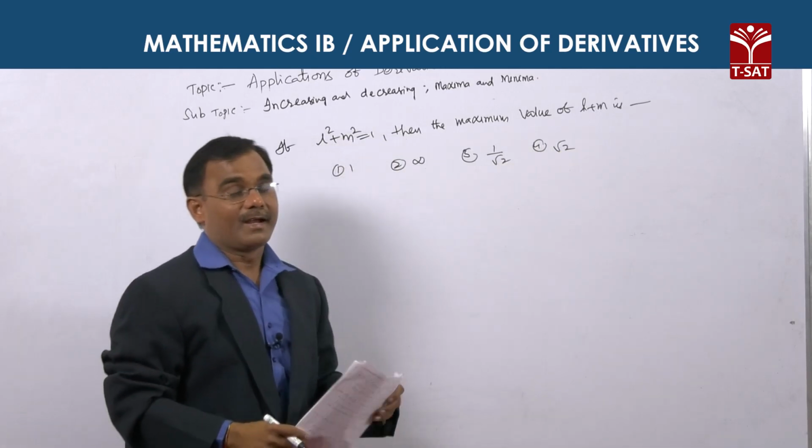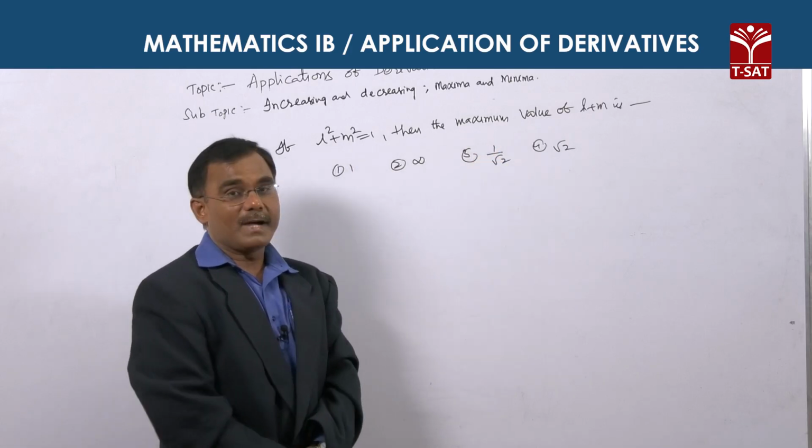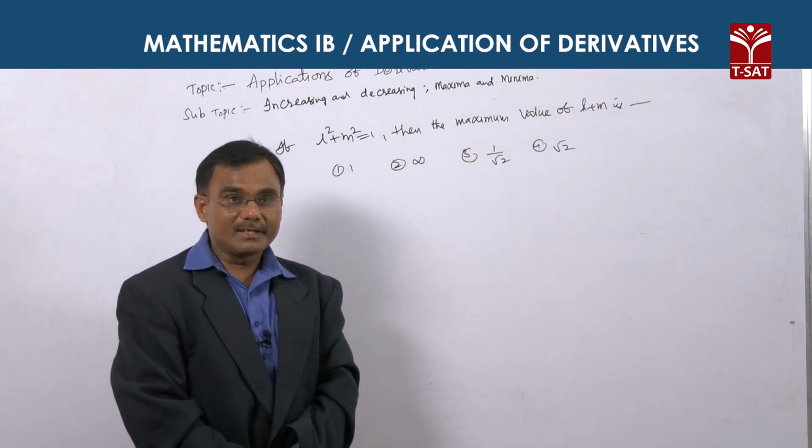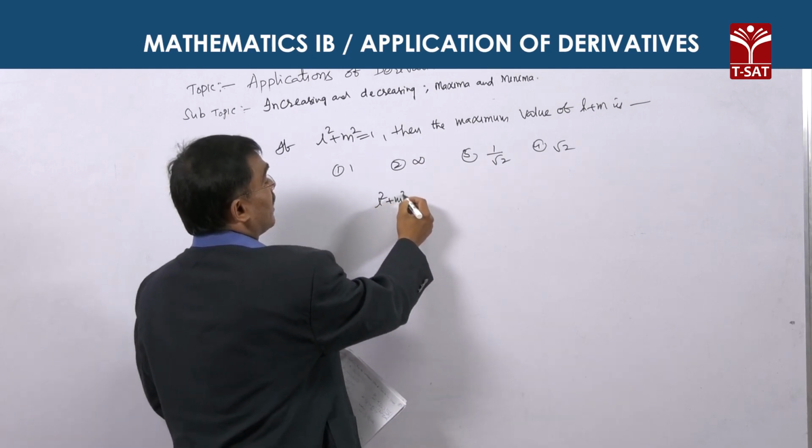So if L² plus M² is equal to 1, find the maximum value of L plus M. What is the given condition? The given condition is L² plus M² is equal to 1.